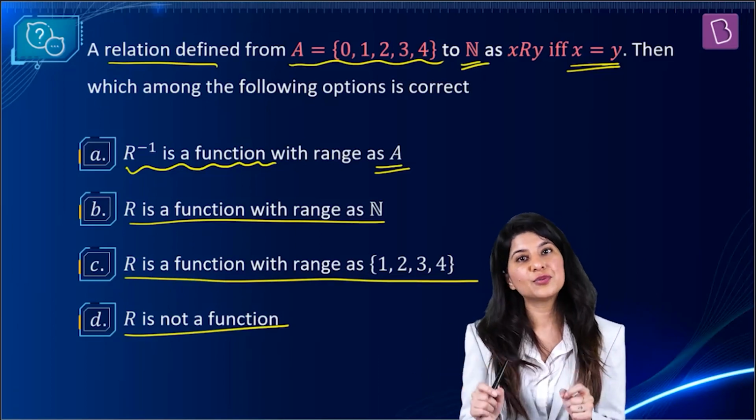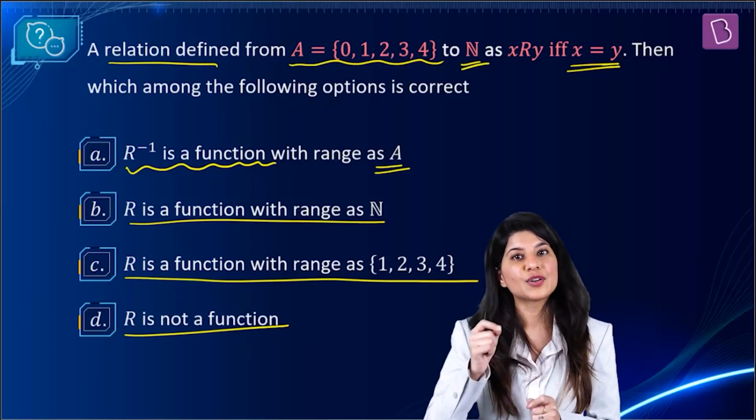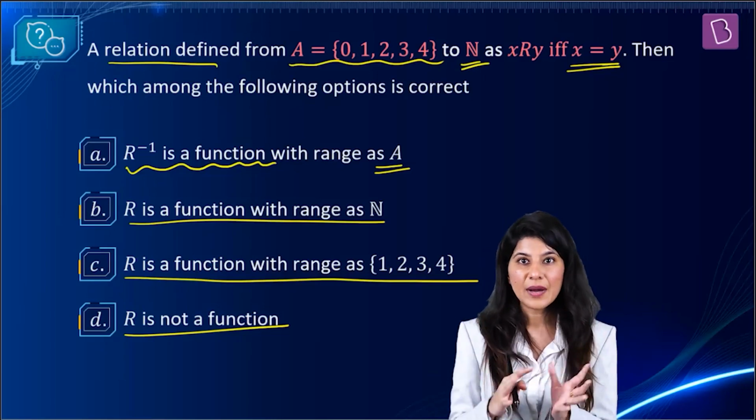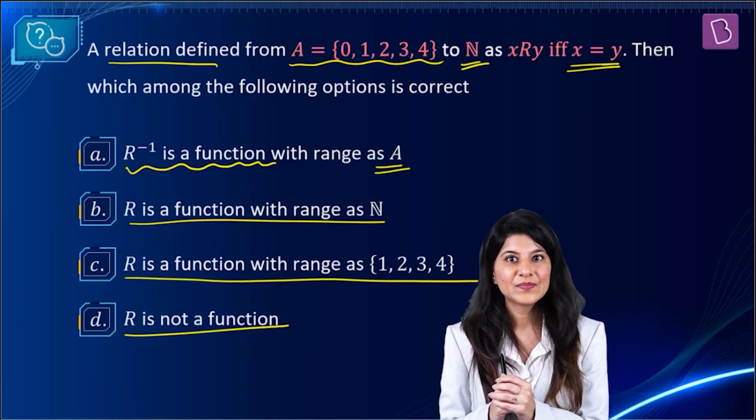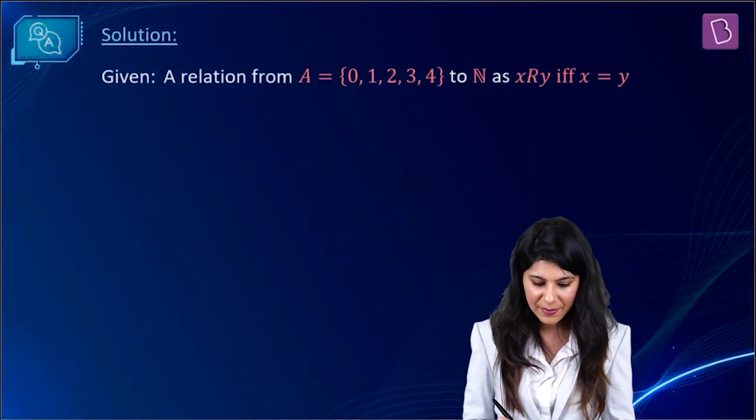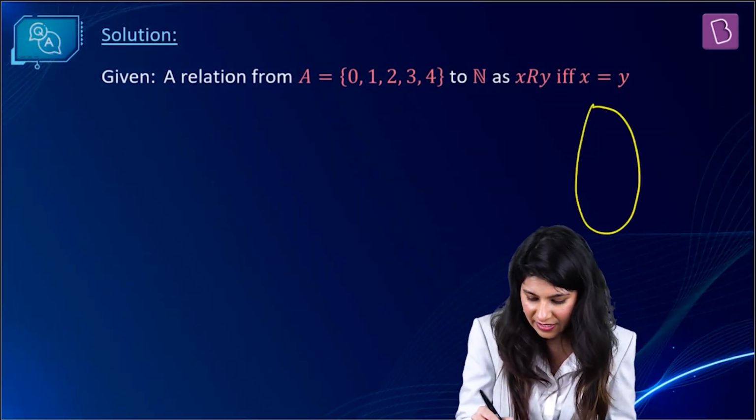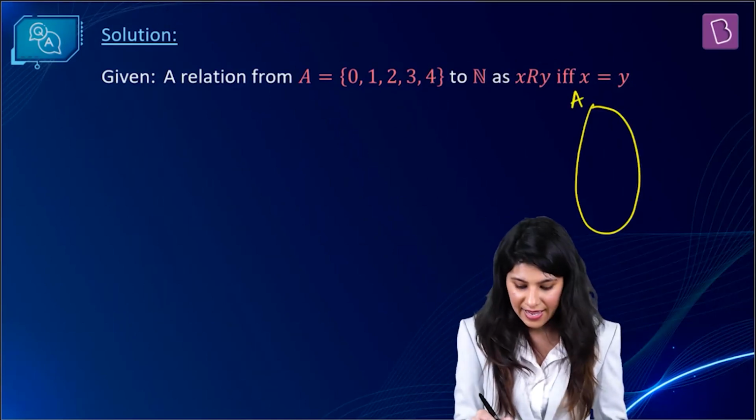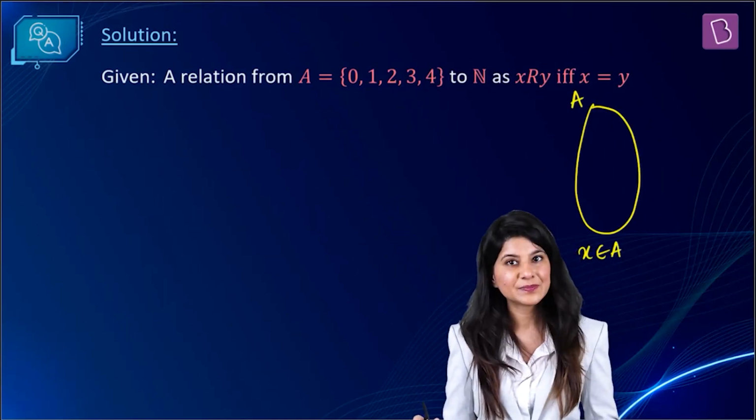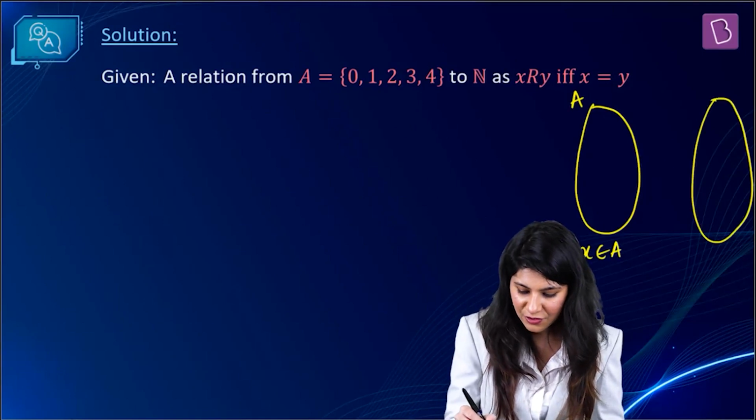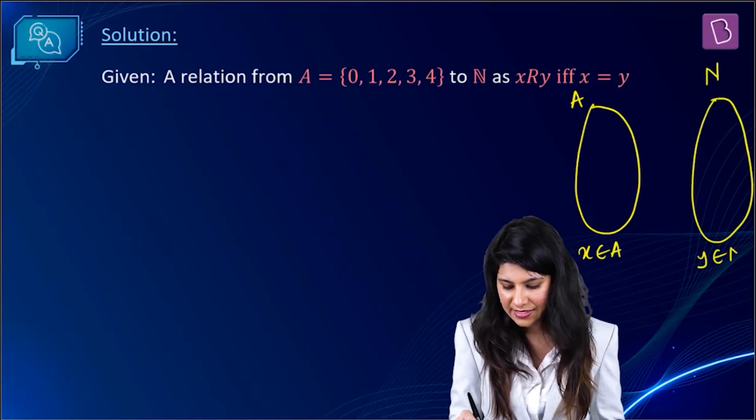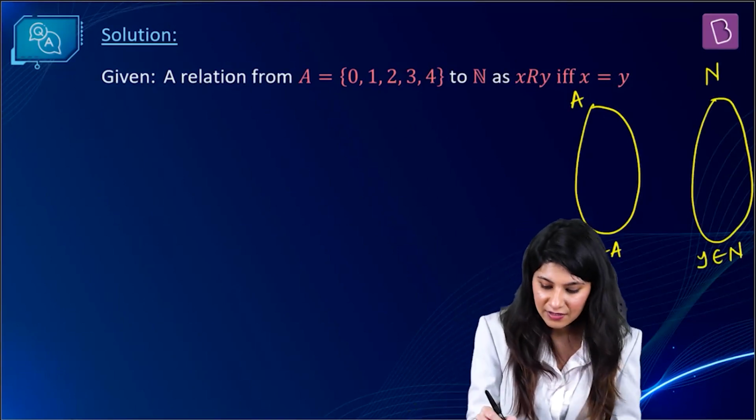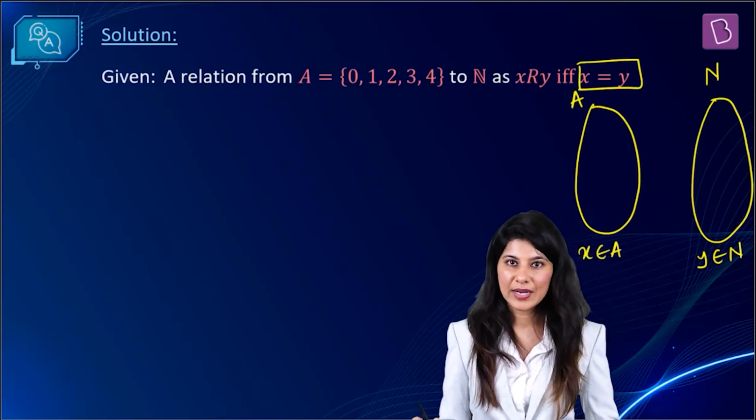First of all, we need to calculate whether R is a function or not. How do we do that? By drawing the mapping diagram. Yes, let's draw the mapping diagram. So we have set A, and x belongs to this set. We have the set of natural numbers, y belongs to this set, and the rule is x = y.